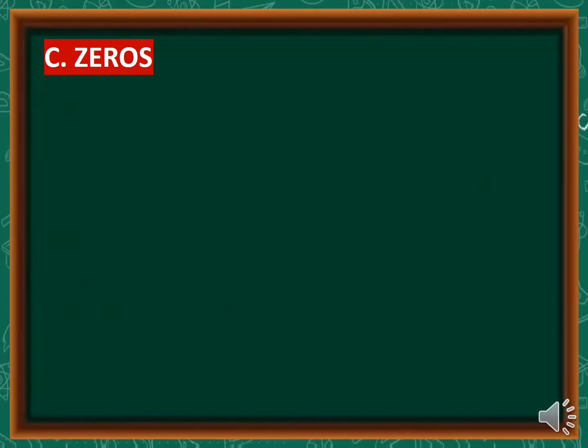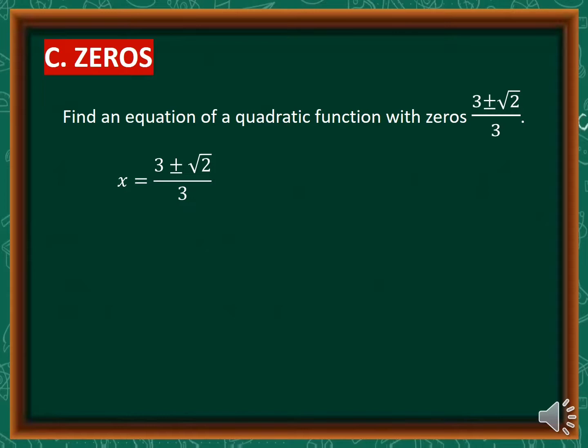There are also instances when our zeros are irrational numbers, just like this given. Find an equation of a quadratic function with zeros 3 positive or negative square root of 2 all over 3. So, dalawa yung zeros natin dito. Isang 3 plus square root of 2 all over 3 at isang 3 minus square root of 2 all over 3. So, what if ganyan yung given natin? So, we cannot apply yung product of two factors or we cannot factor it out. Kasi mas mahirap. Kasi imumultiply mo pa parehas. Parehas siyang denominator.